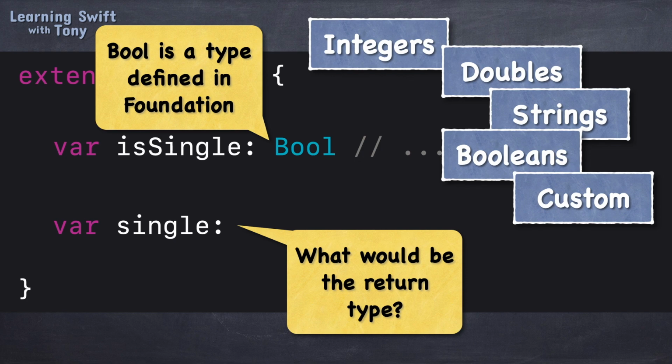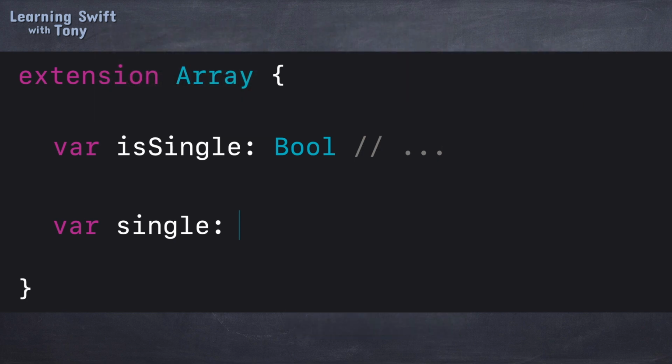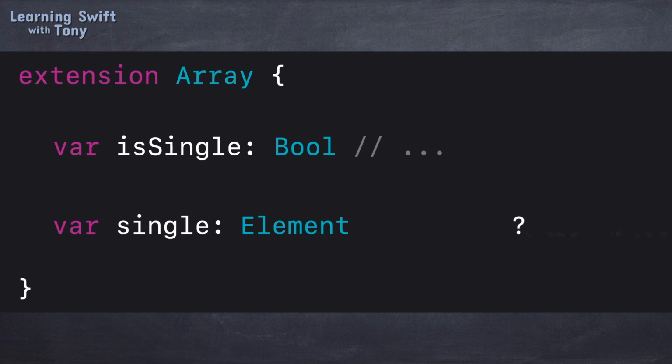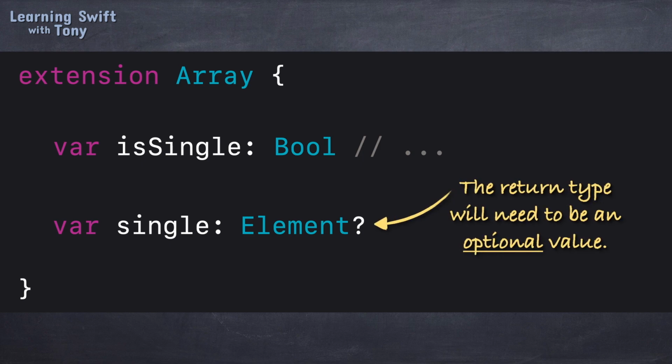And from the array's perspective, that type is called Element. This is a generic type, and for each instance of an array, this data type is a different concrete data type. So for an array of integers, this Element will be Int, and for an array of strings, this Element will be String, and so on. We have to add a question mark here though, because our new computed property will only sometimes return an element. Only when this element exists as the only single element in the array. Otherwise, the property will return nil, which makes this an optional value.